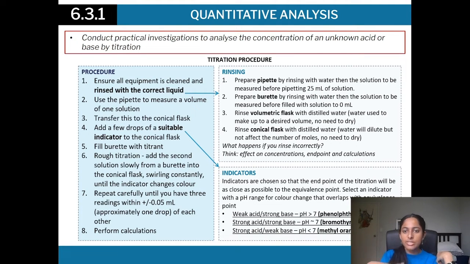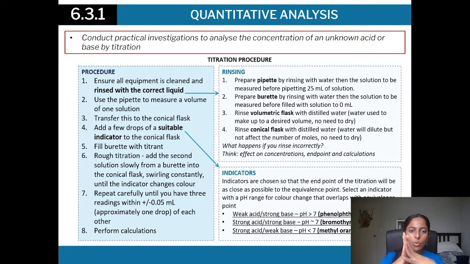For your burette, you do the same thing. You rinse it with water, and let's say you're putting sodium hydroxide in the burette. Then you rinse it with water, and then you rinse it with sodium hydroxide. For your volumetric flask, you only need to do water. For the conical flask, you only need to do water, and you don't need to dry it. Have a think about what happens if you rinse incorrectly, and if you figure it out, let me know, or if you have any questions about it, I'm happy to answer.